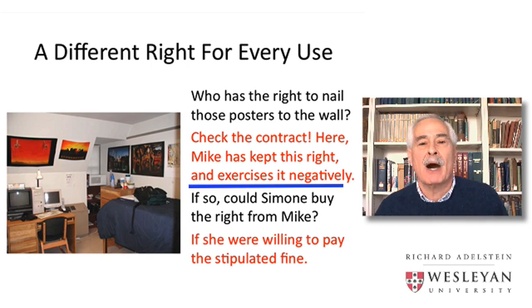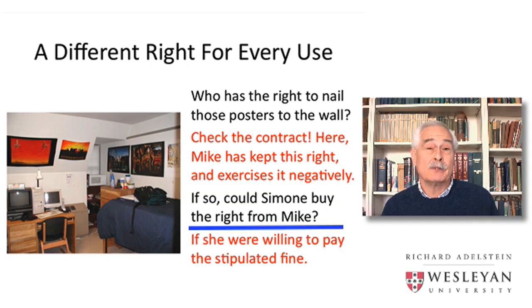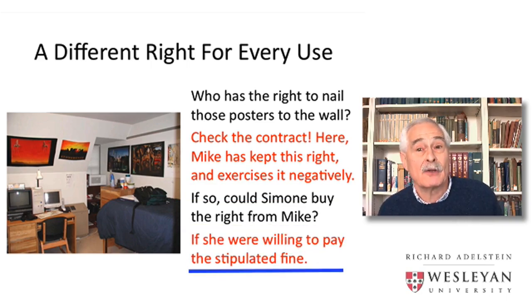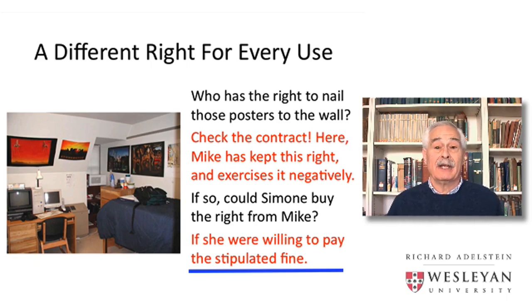So, for example, Mike retains the right not just to nail nails into the wall, he retains the right to use an old-fashioned hot plate, that is, to cook food in a room, and he chooses to exercise the right to use a hot plate negatively by forbidding Simone or anyone else within his power from using a hot plate in the room. Could Simone use a hot plate? Could she nail posters to the wall? Obviously she could. But if she did, she'd have to pay Mike the cost of transferring that right from Mike to Simone, that is encapsulated in the stipulated fine.